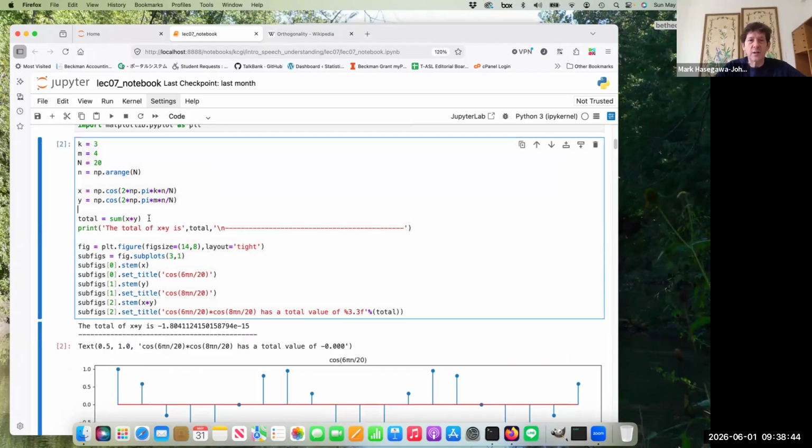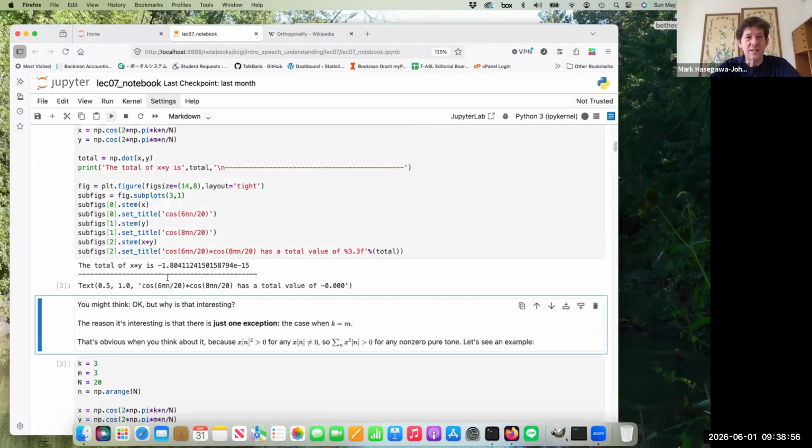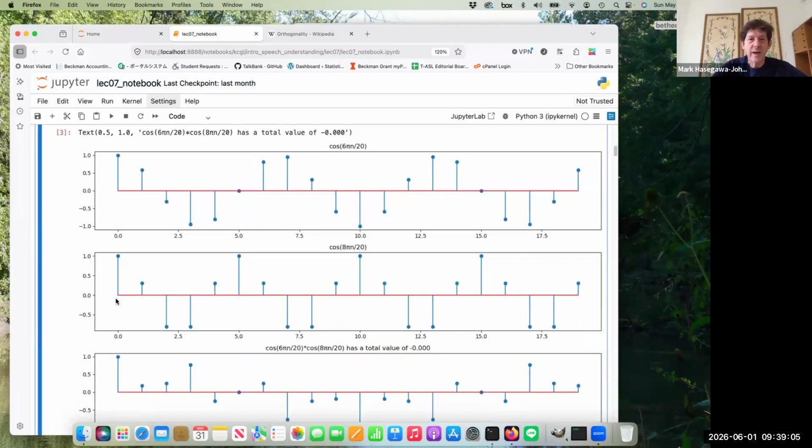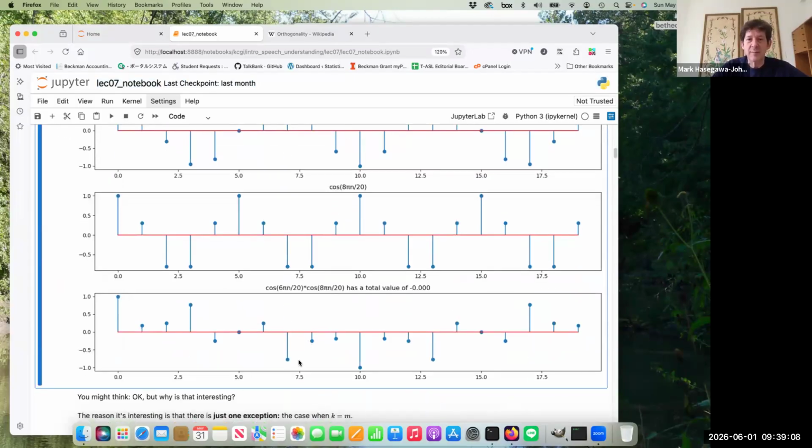This formula, saying that the total is the sum of x times y, is actually the same as saying that it's the dot product of x and y. Right? The dot product is just the sum of x times y. So if I run this taking the sum of x times y, I get the same result, minus 1.8 times 10 to the minus 15th power. And what that means is that when I multiply them together, I get some positive samples and some negative samples. And when I add all of those up, they balance out exactly. And so the average value of that product is 0 exactly.